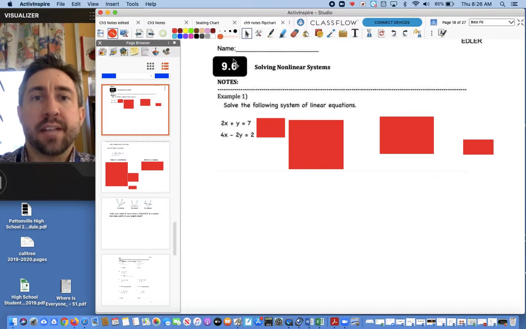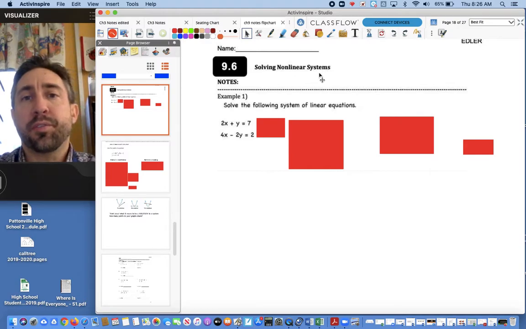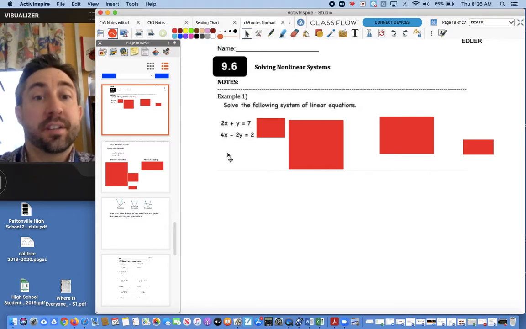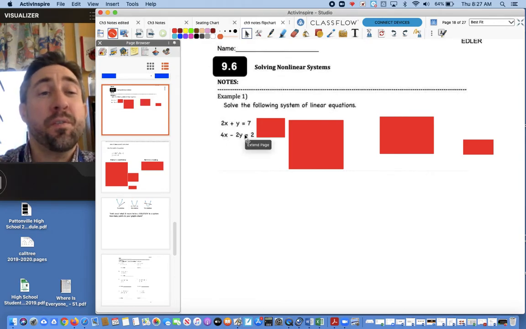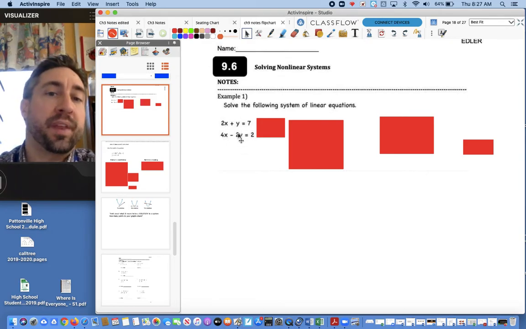So the last section of Chapter 9 is solving nonlinear systems. Now you've solved systems in the past, such as an example like this. These are two linear equations though. So a system just means more than one equation. In this case they have this line and this line. We want to solve them, meaning if we were to graph them, where would they intersect?